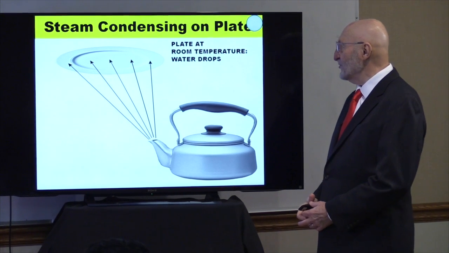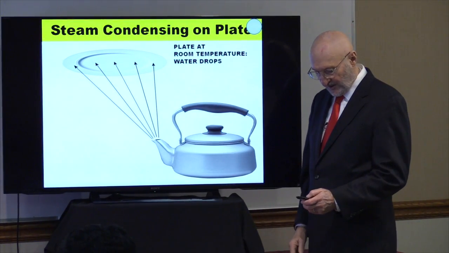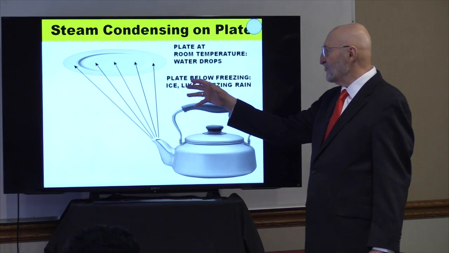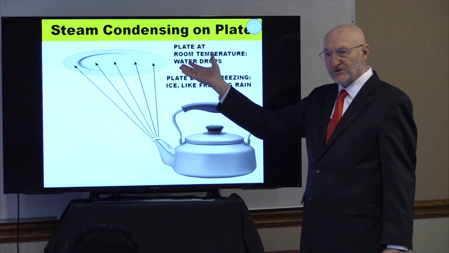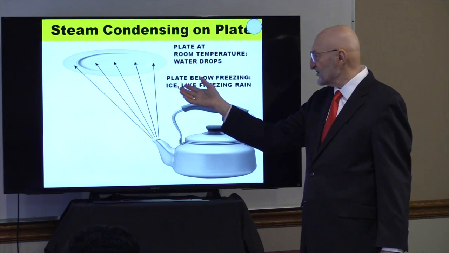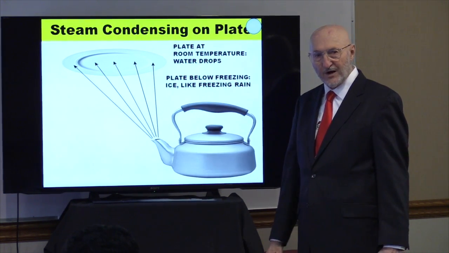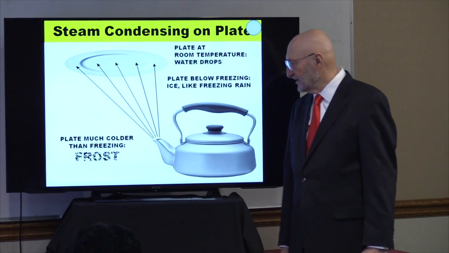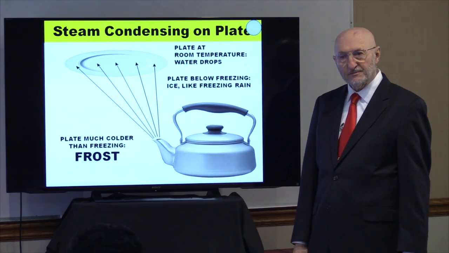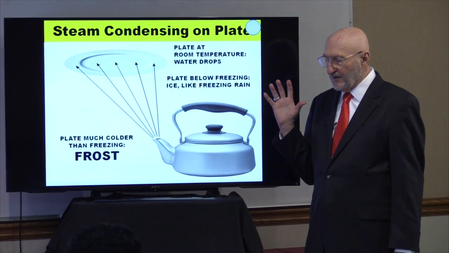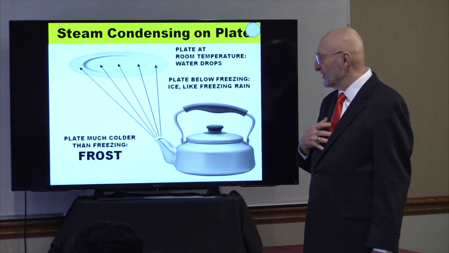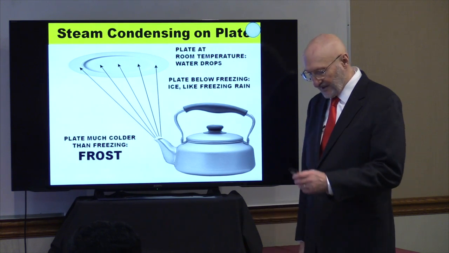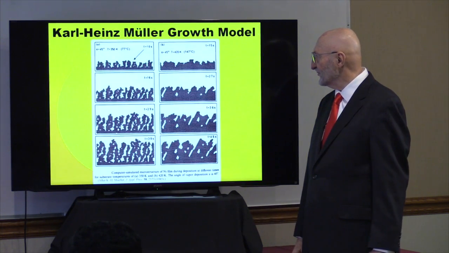So if the plate's at room temperature, I'll probably get water droplets on that. If the plate's below freezing, I might get the water droplets on there, but then it freezes and I actually have ice, like freezing rain on it. And if the plate's much cooler than freezing, I'm probably going to get frost. And the coatings that I'm used to doing, and most of us are, fall into this kind of thing and have this kind of behavior.